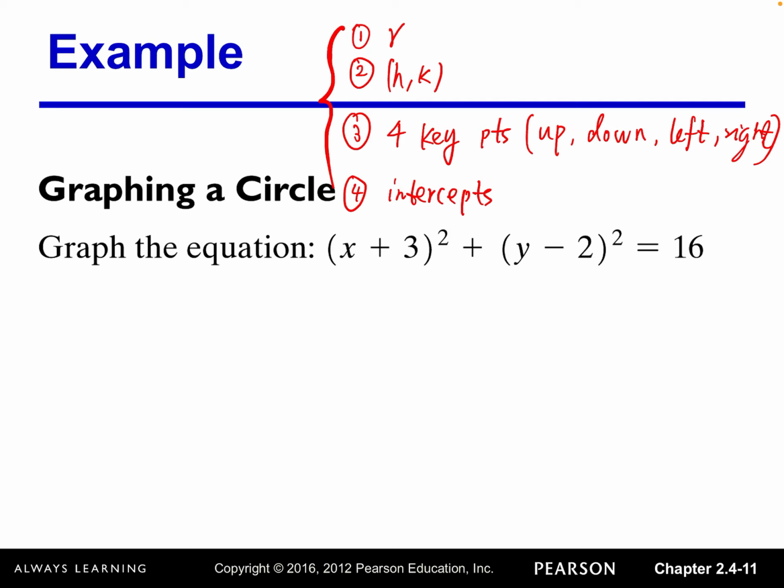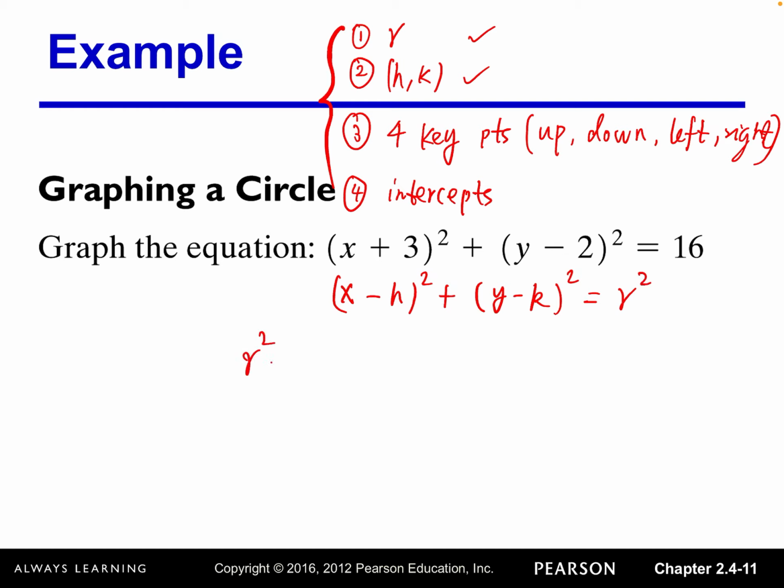So now let's look at an example. Given a circle equation in standard form, (x plus 3) squared plus (y minus 2) squared equals 16. First, we need to identify the radius of the circle and the center of the circle. Remember, standard form we can write as (x minus h) squared plus (y minus k) squared equals r squared. So the radius of the circle is easy to find, right?